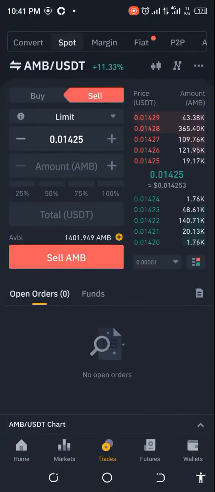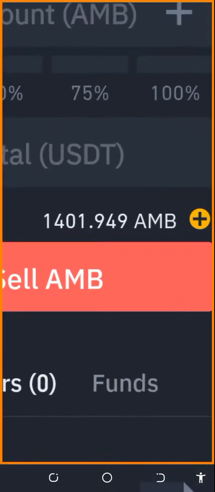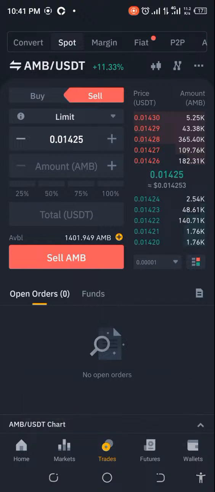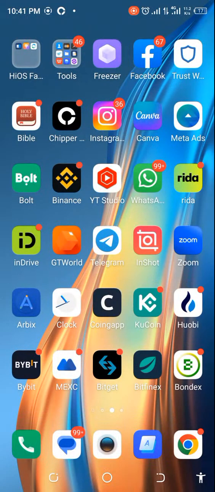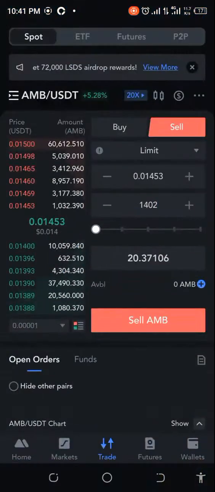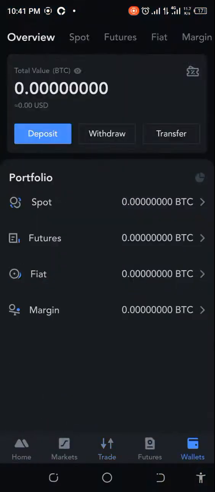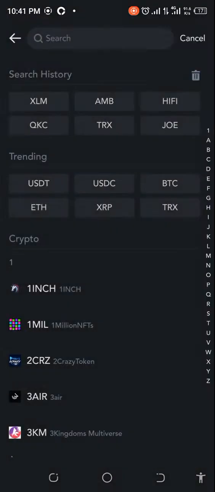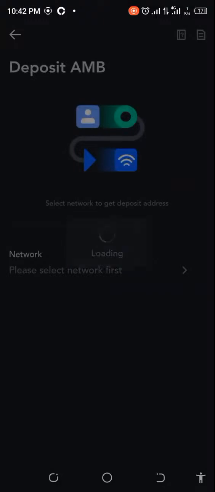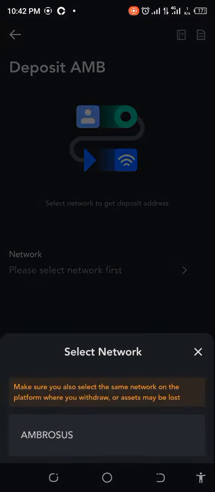Let's see how much we have. So we have 1401.94. Let me just snapshot that. Okay, so let's go ahead and get this sent over to MEXC. For us to do that, we just need to get the deposit address from MEXC here. So we're depositing AMB. The name is Ambrosos.